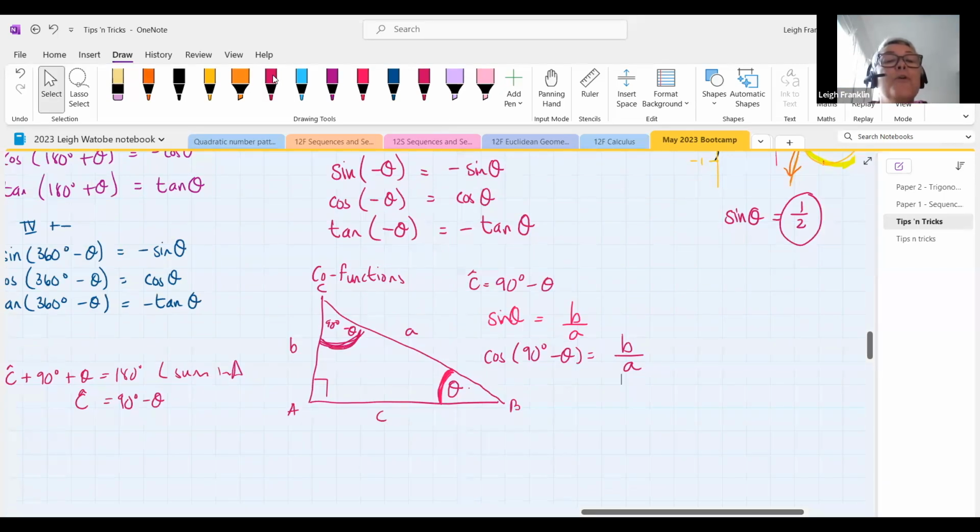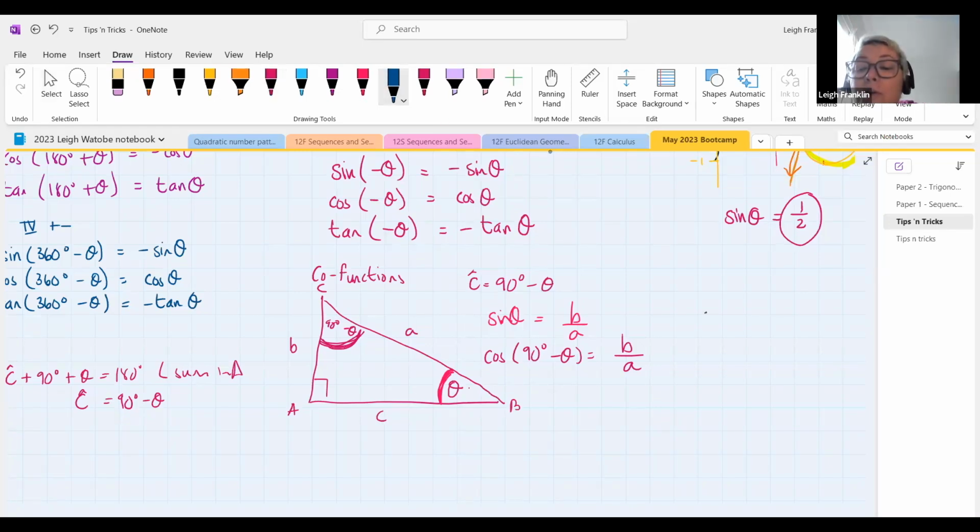It would be the same the other way around. If you looked at the cos of theta, it would be adjacent over hypotenuse. If you look at the sine of 90 minus theta, that would be opposite over hypotenuse.